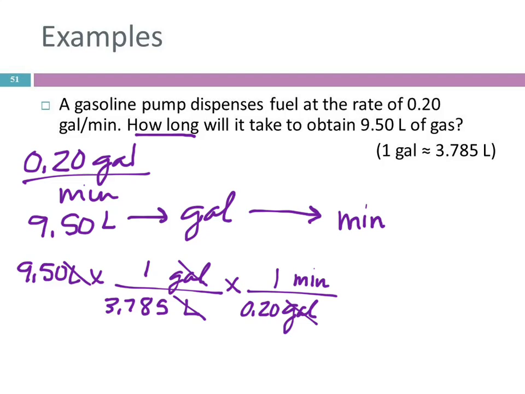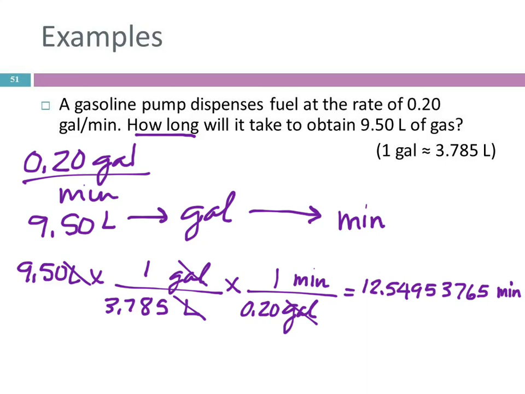9.5 divided by 3.785 divided by 0.2. And as usual, the calculator gives me this long, messy answer. And what unit is left there? Minutes. How many significant figures should my answer have?